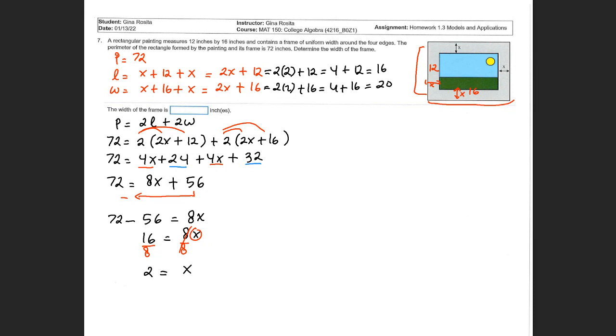What is the question? Oh, the width. They just asked about the width. Okay, so the width of the frame is 2. x equals 2, yeah. Okay. Now go to the next one, number 8.